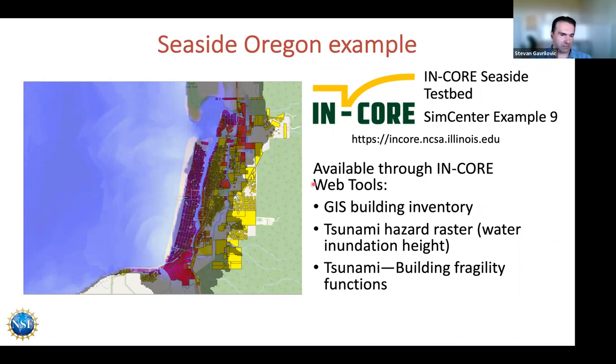So INCORE has this web tools platform where you could register at no cost, and you could download different types of asset inventories, different hazards, and also look at different fragility functions. So I took that from the INCORE and converted it into our example 9 here in R2D.